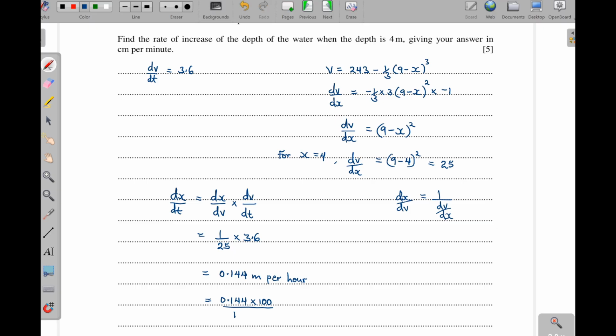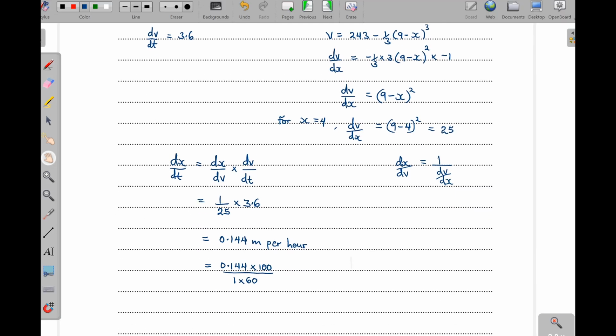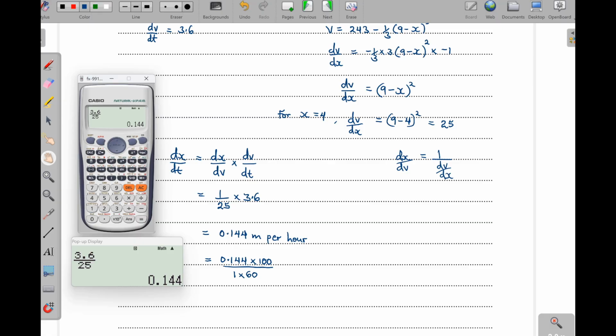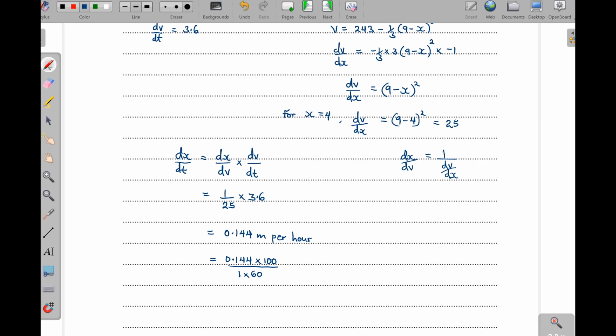Then that 1 hour, convert it to a minute. In an hour we have 60 minutes. So now what is the simplified one here? So the answer I have here, I will multiply it by 100, and then I divide it by 60. So that is 6 out of 25, which is 0.24. Then this one will be in centimeters per minute. So that is that.